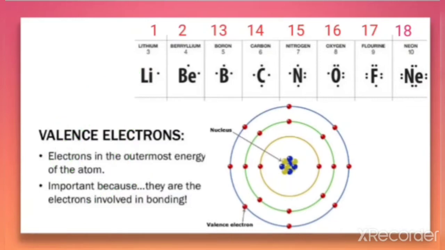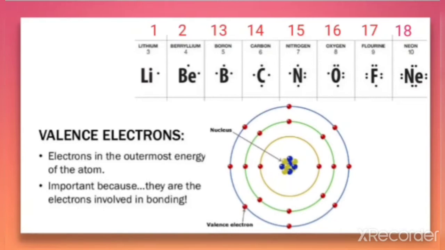So tell me, what will be the number of valence electrons for an 18 group element? That is 18 minus 10 equal to 8. 8 is the number of outermost electrons in the noble gases, that is, 18 group elements. Those electrons are called valence electrons.